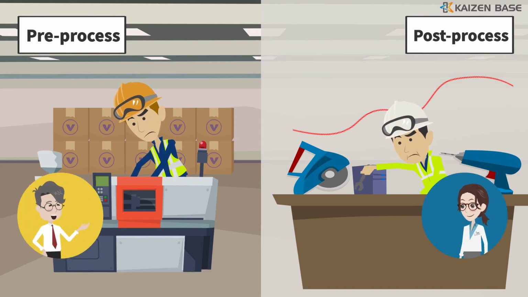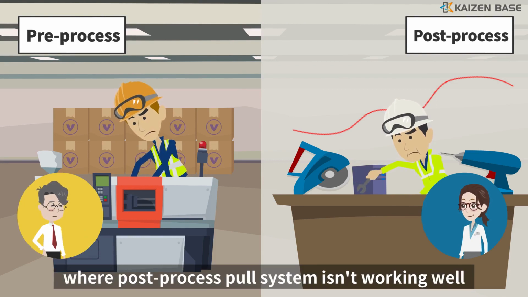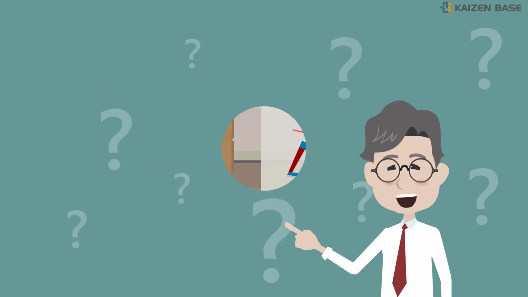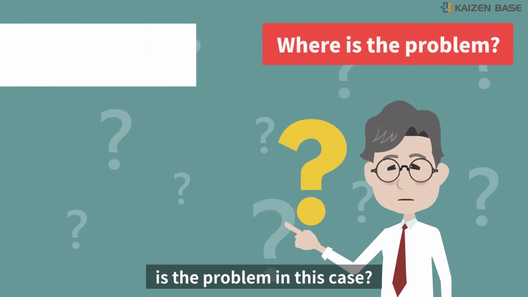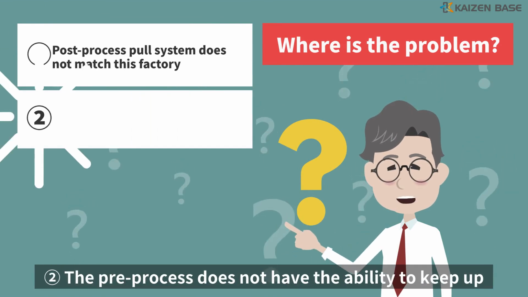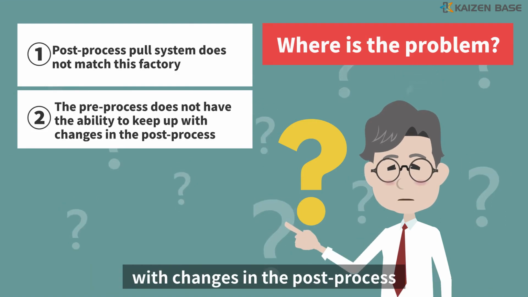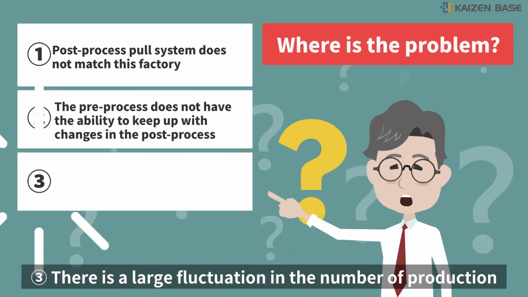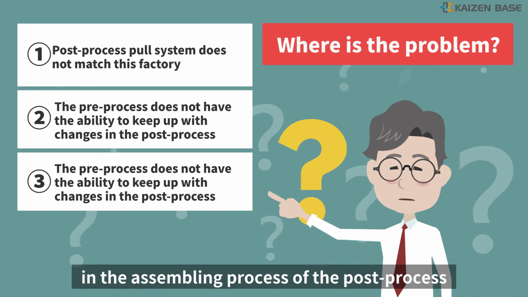That's right. That's exactly what happens in the factories where post-process pull system isn't working well. By the way, which of the following do you think is the problem in this case? 1. Post-process pull system does not match this factory. 2. The pre-process does not have the ability to keep up with changes in the post-process. 3. There is a large fluctuation in the number of production in the assembling process of the post-process.